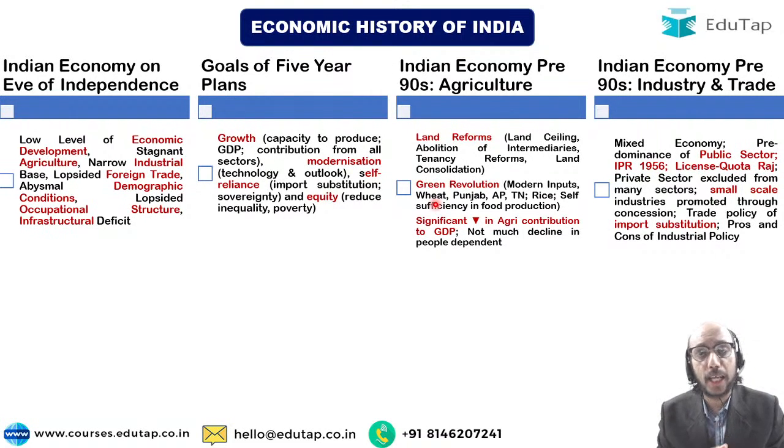I have highlighted IPR 1956. What is IPR 1956? Industrial Policy Resolution 1956 lays down the entire policy framework required to bring about this process of public sector led industrialization.